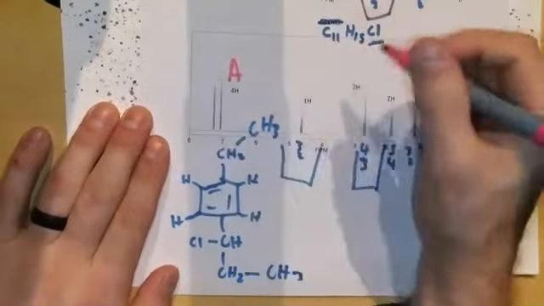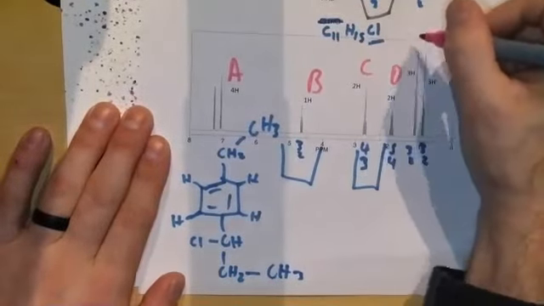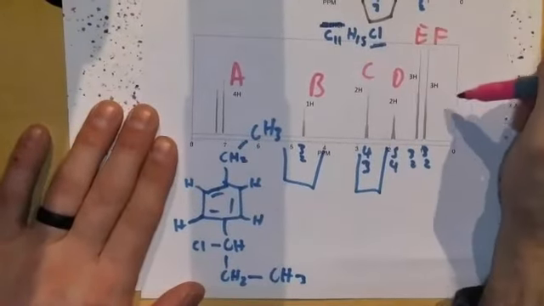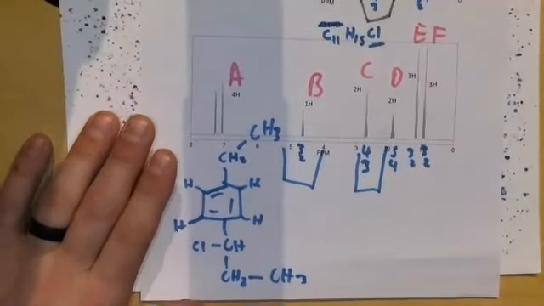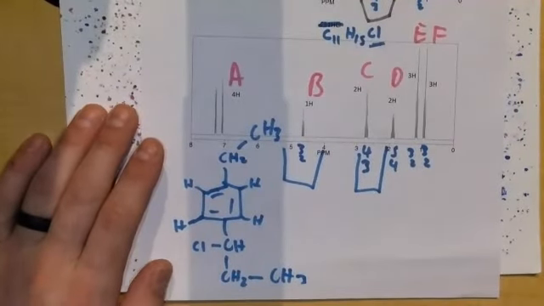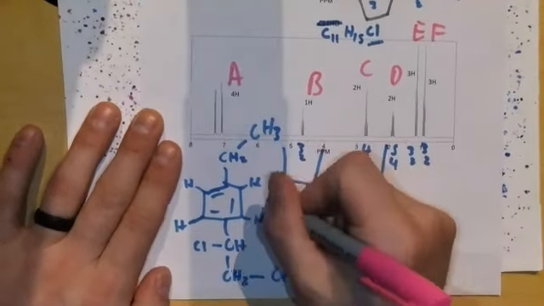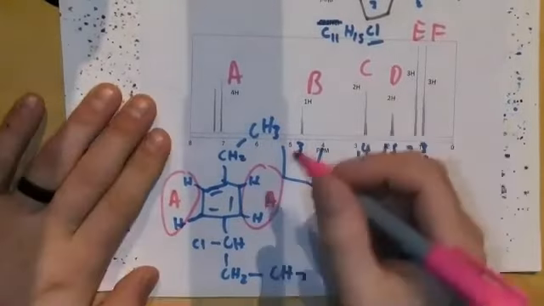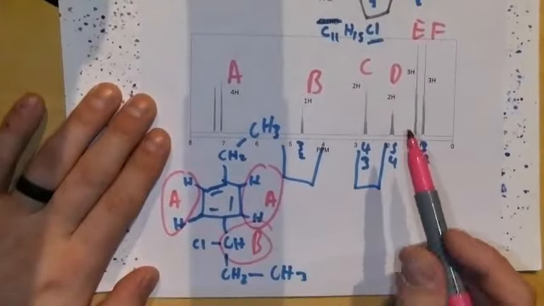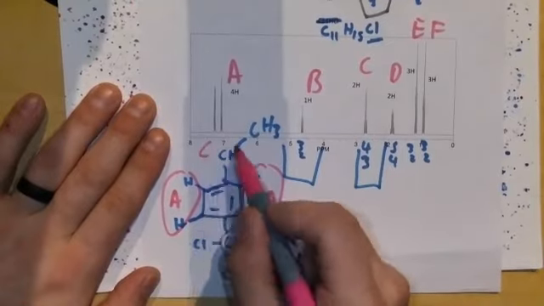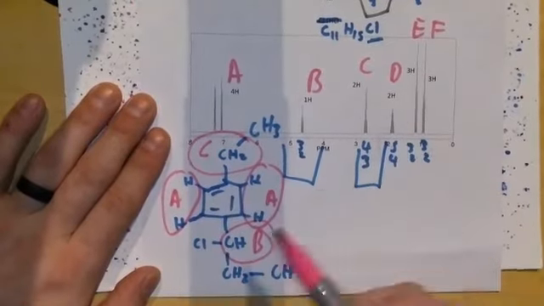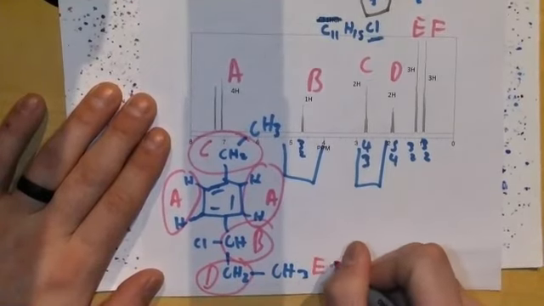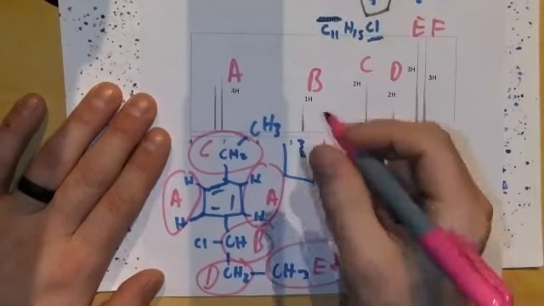We have our aromatic protons. E and F here are going to be indistinguishable. They're both triplets. They're both CH3s. They're in the 1 range. So starting off with A, it's going to be our aromatic protons. B is going to be our CH that's directly attached to our ring. C is our CH2 directly attached to our ring. D is our other CH2. And then E and F are going to be both of these CH3s.